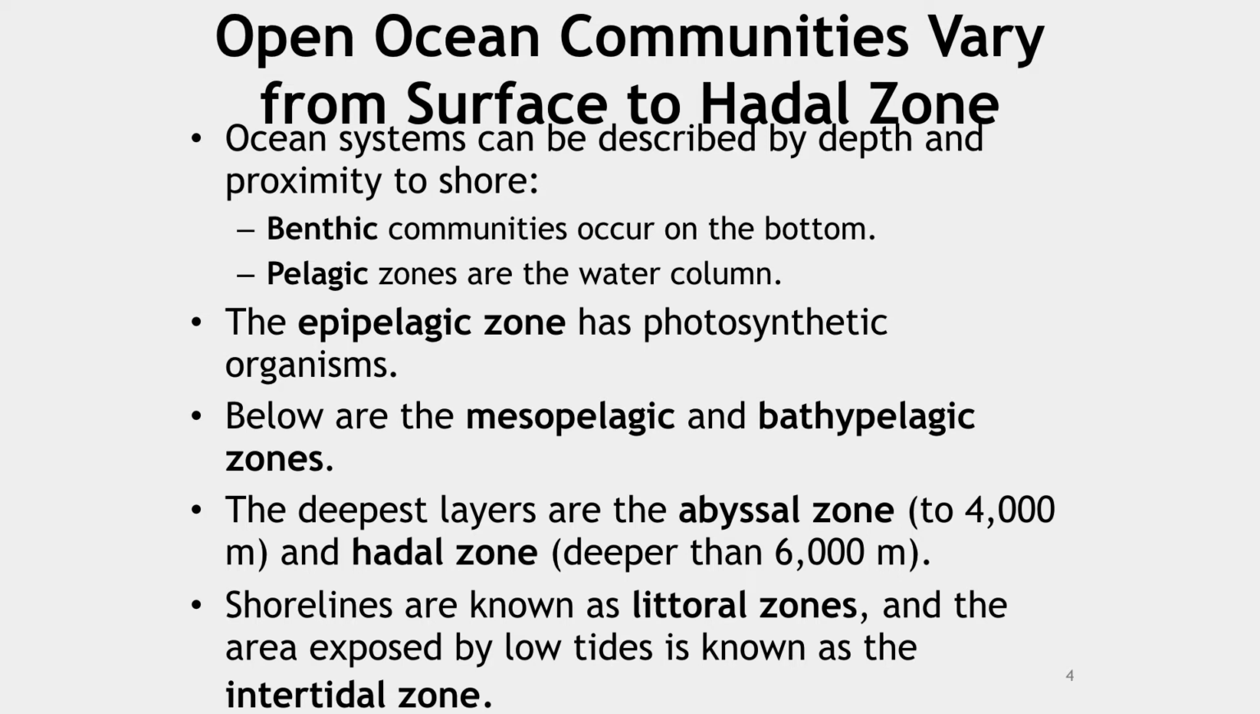Ocean systems can be described by depth and proximity to shore. In general, the benthic communities occur on the bottom, and pelagic, from sea in Greek, zones are the water column. The epipelagic zone, epi equals on top, has photosynthetic organisms. Below this are the mesopelagic, meso equals medium, and bathypelagic, bathos equals deep zones. The deepest layers are the abyssal zone to 4,000 meters and hadal zone deeper than 6,000 meters. Shorelines are known as littoral zones, and the areas exposed by low tide is known as the intertidal zone.